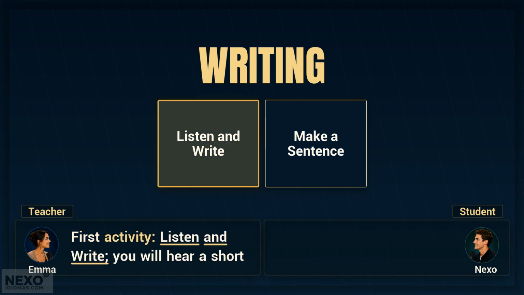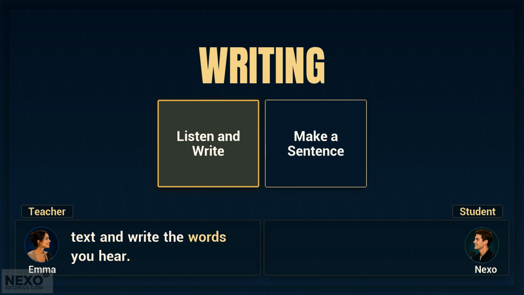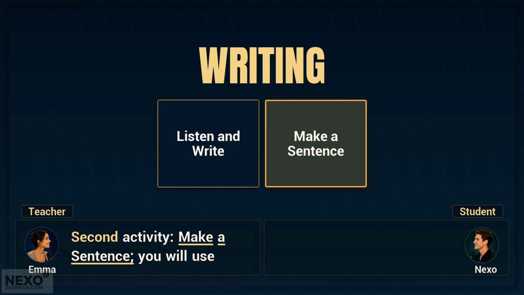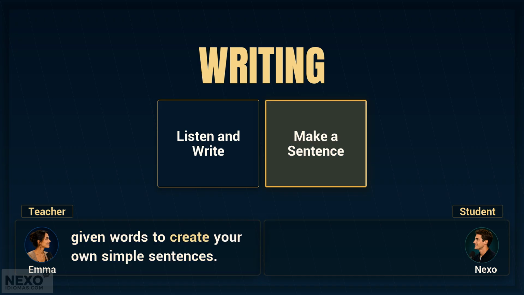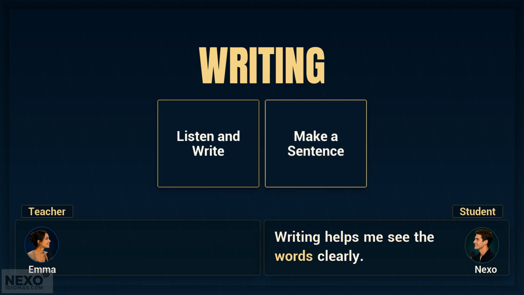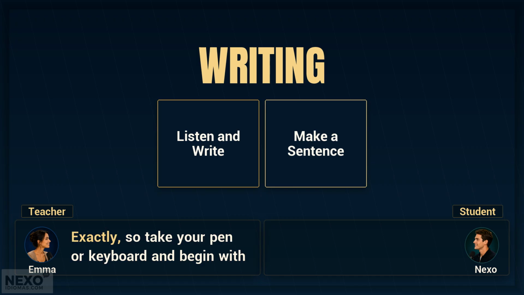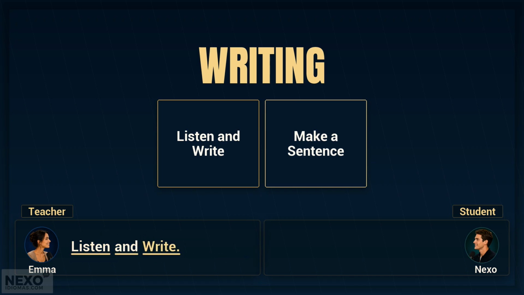First activity. Listen and write. You will hear a short text and write the words you hear. Second activity. Make a sentence. You will use given words to create your own simple sentences. Writing helps me see the words clearly. Exactly. So take your pen or keyboard and begin with listen and write.